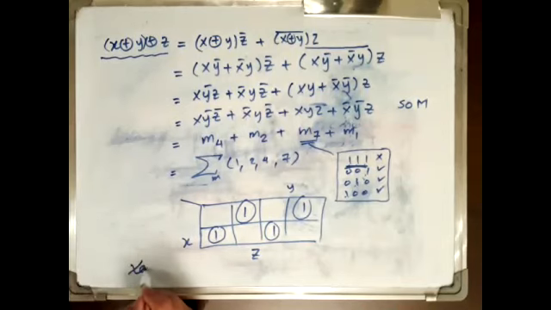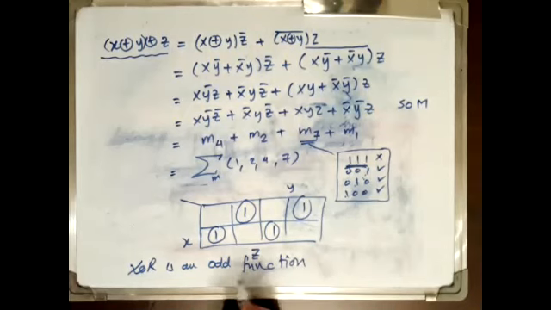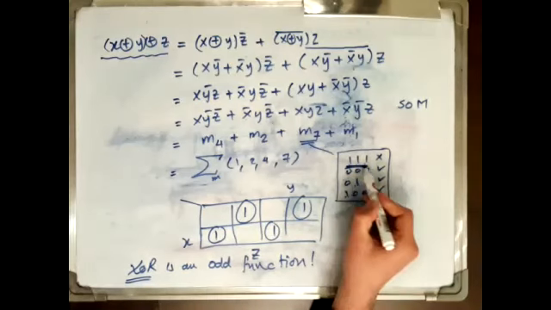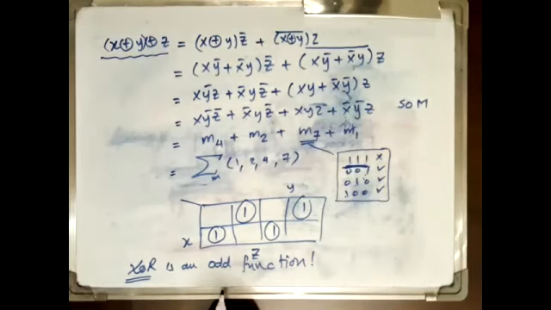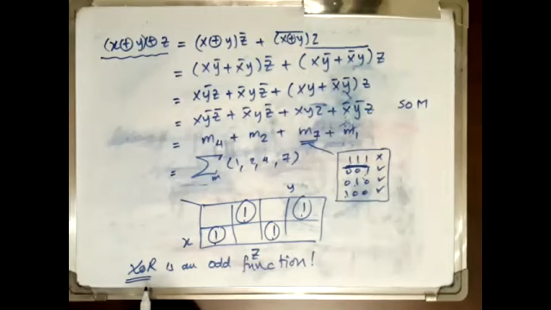The XOR is an odd function. In other words, it is one when the number of ones in the input is odd. It outputs one when the number of ones in the input is odd. And this is a very important property.